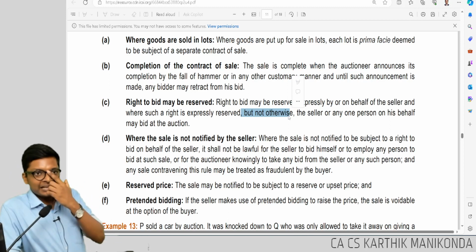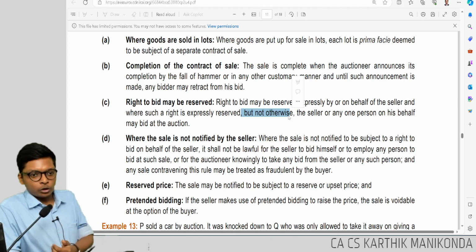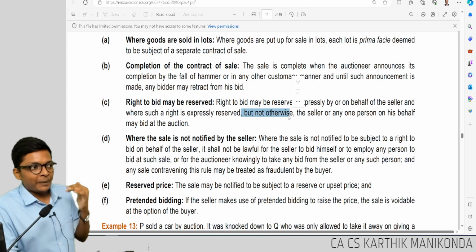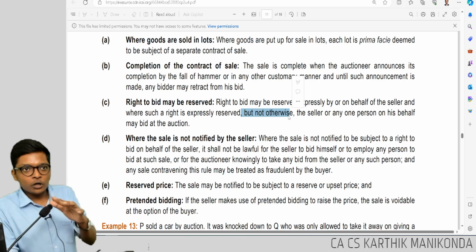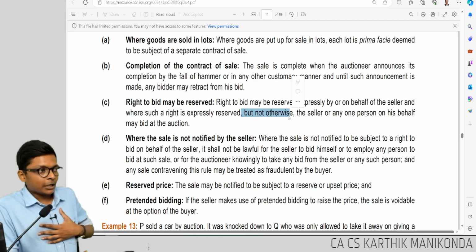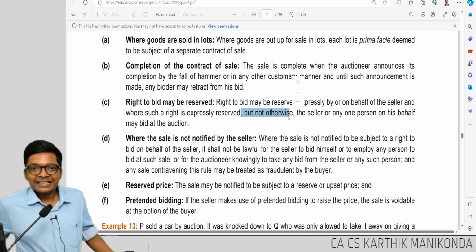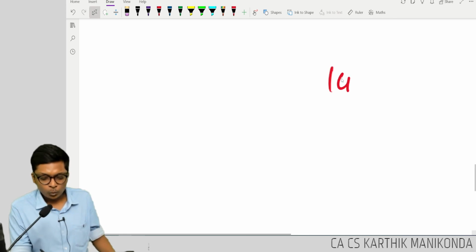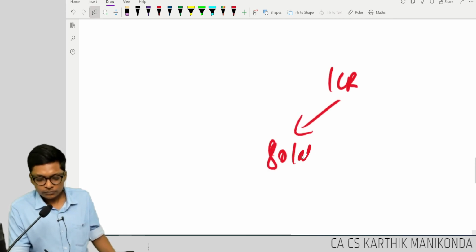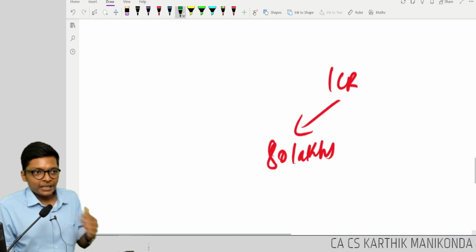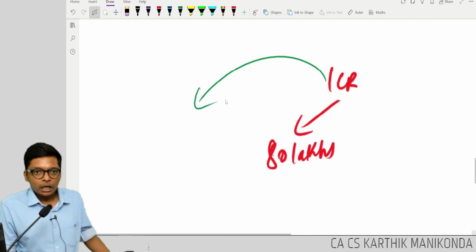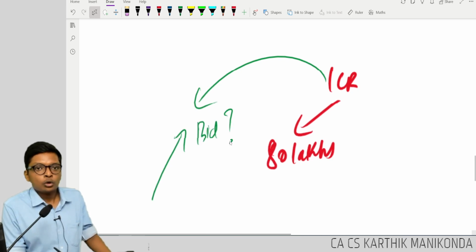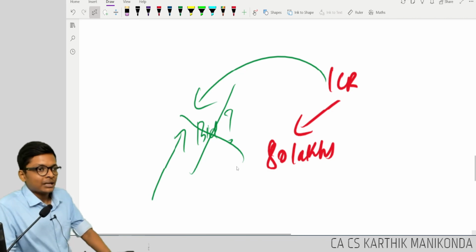Let's say you took a bank loan by giving the house as security. You are not able to repay the loan. So the bank is selling the house. Can I go and buy my own house? Are you following, guys? So right to bid may be reserved. For example, see, the house is worth 1 crore. You took a loan of 80 lakhs. You are not able to pay this. So the bank is selling this house in auction to recover the money. Can I myself go to the auction and bid for it? No, you cannot bid unless you intimate the same.